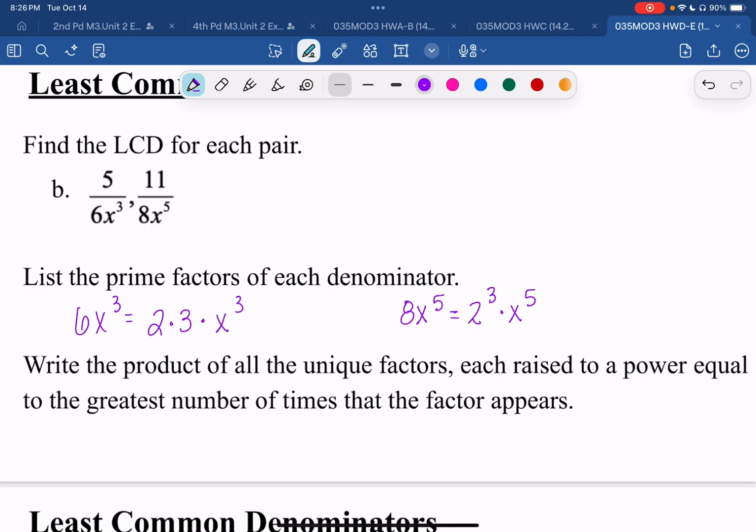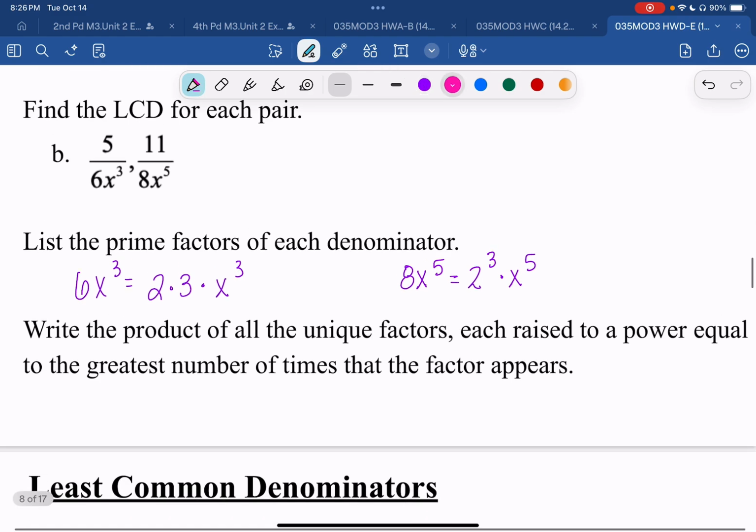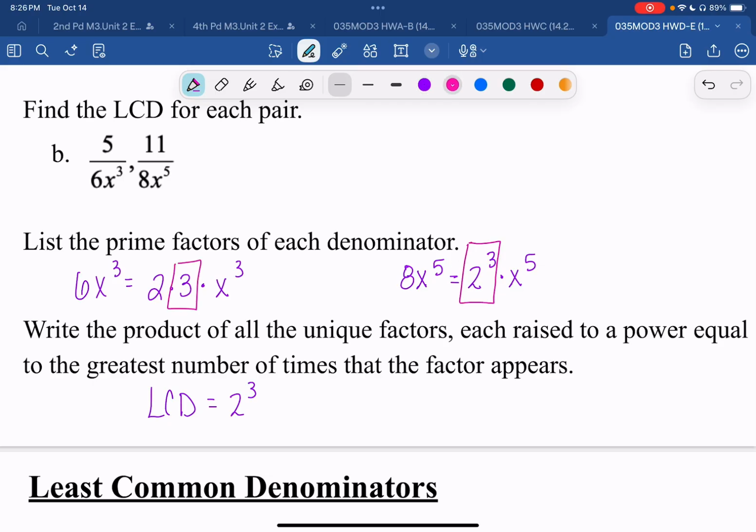So I need all of my unique factors. Well, they have to have a 2, right? It has to have a 2. And that 3 is my highest exponent. So that means that my LCD has got to have a 2 to the 3rd. It also has to have a 3. Well, that's the highest exponent because that's the only one. It has to have an x. And 5 is the highest exponent for x. So what that means is my LCD is 2 to the 3rd times 3, so 24, x to the 5th.